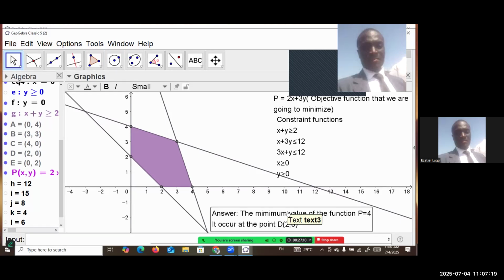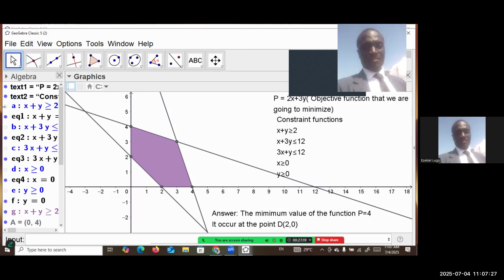So when you want to find the maximum, you just pick your highest point. That's all. Let me omit the equations so that everything can be clear here. So basically, this is linear programming, how to solve questions under linear programming.